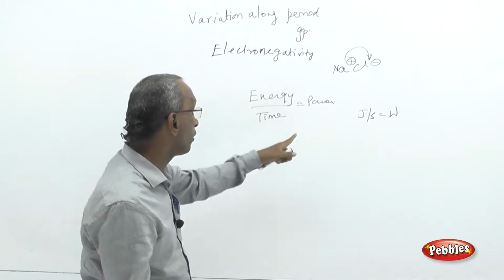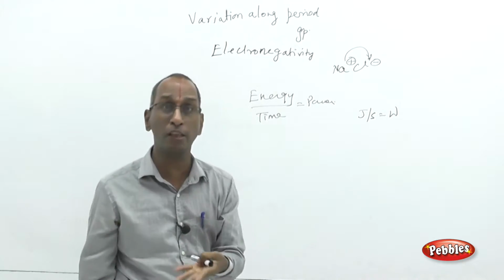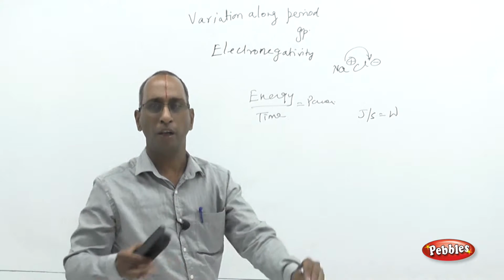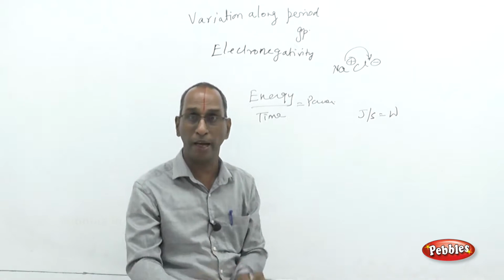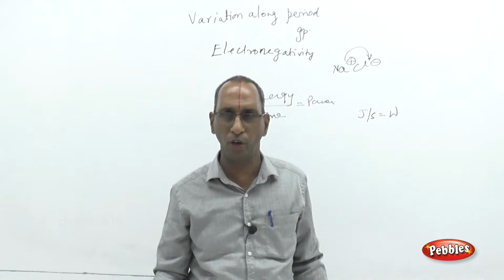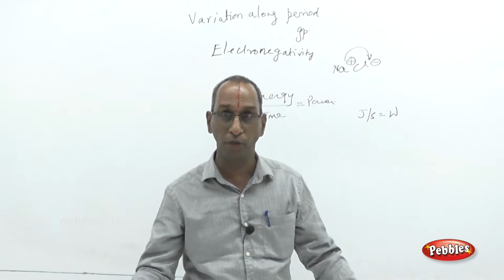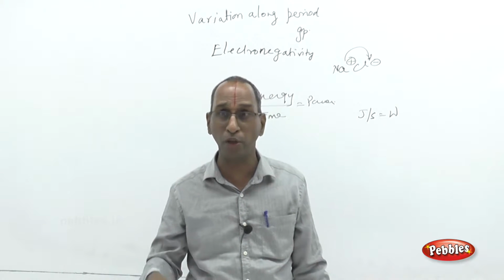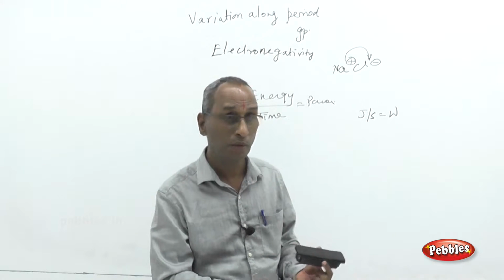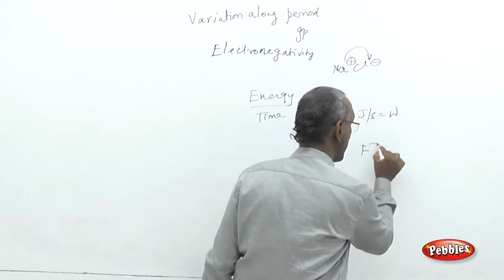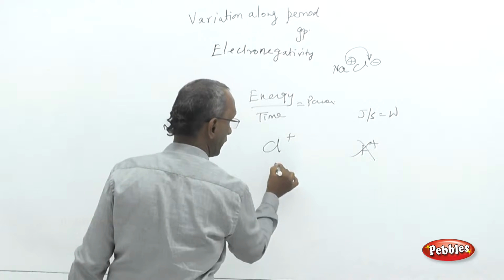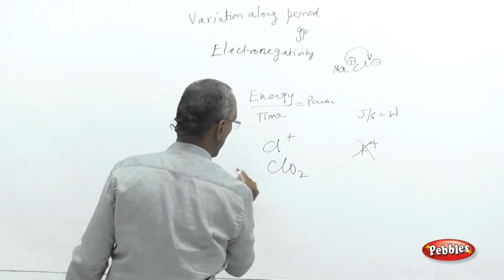Here also chlorine is powerful to attract electrons. So is energy required, or energy removed, or energy added? There is no question of energy addition or energy removal in the case of chlorine or fluorine. Fluorine is said to be the most electronegative element. F minus is always stable, so there is no F plus. Among halogens, Cl plus is there, as in ClO2, HCl.